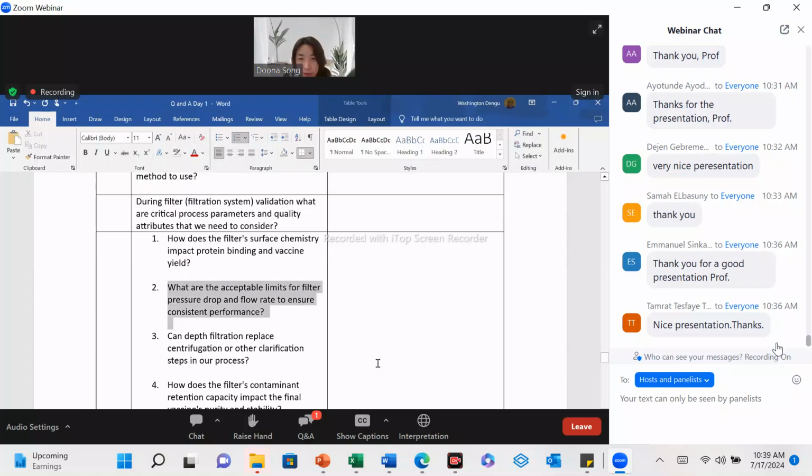And what are the acceptable limits for the filter pressure drop and flow rate to ensure consistent performance? I think this is for TFF. Maybe this also depends on the company's guideline. It depends on the product or process condition. So you have to research and check before the manufacturing process.